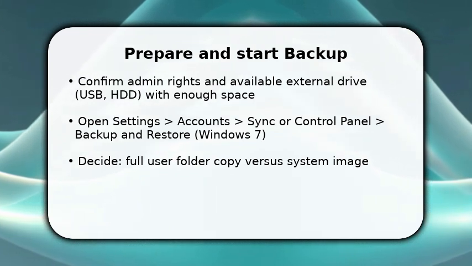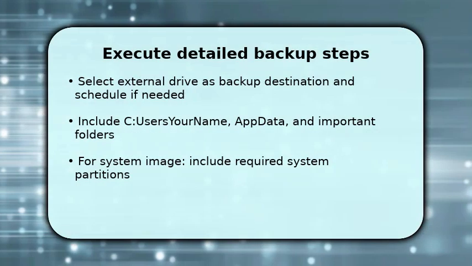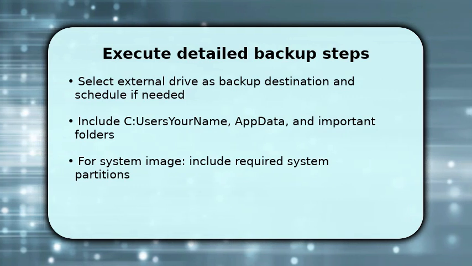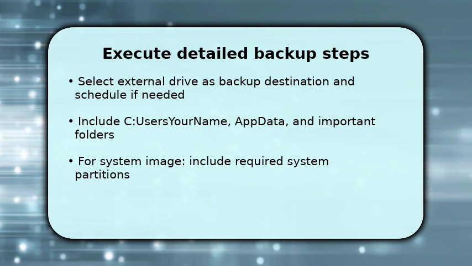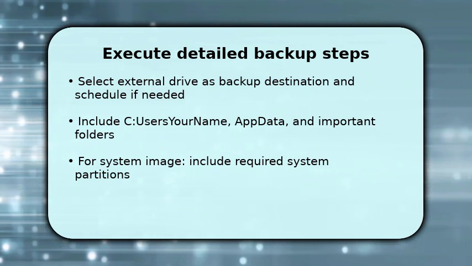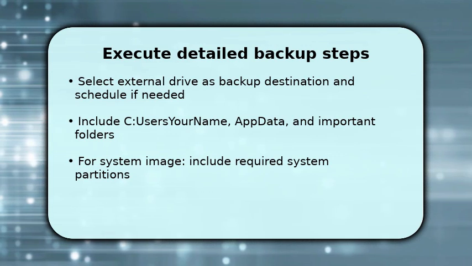Now execute the chosen method step by step. If using Backup and Restore, pick the external drive and choose Let Me Choose so you can include C/users/your name and hidden app data. Schedule regular runs if you want automated protection.